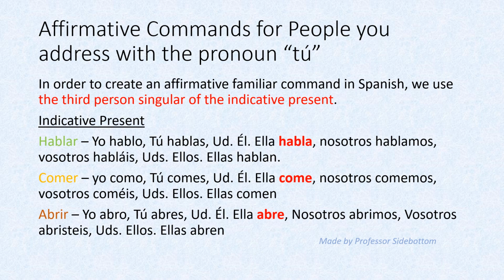As you can see, I chose here three very common verbs, hablar, comer, and abrir, and I conjugated them in indicative present just as a reminder of the conjugation in the present tense indicative. However, for this lesson, we only need the third person singular of the verb, the usted, él, ella form. So for hablar, habla. For comer, come. For abrir, abre.